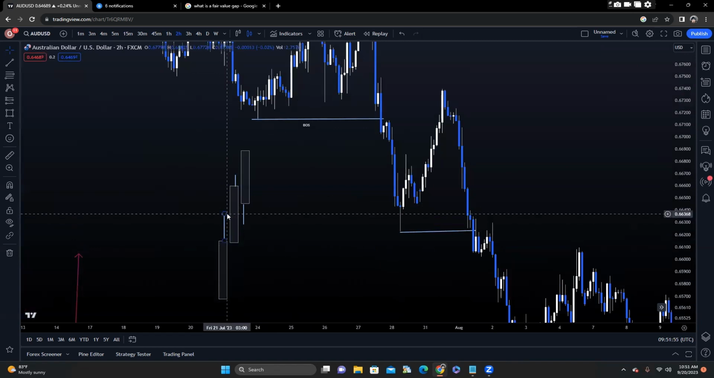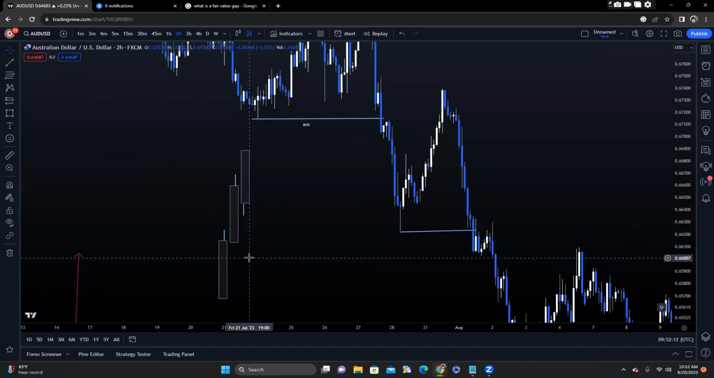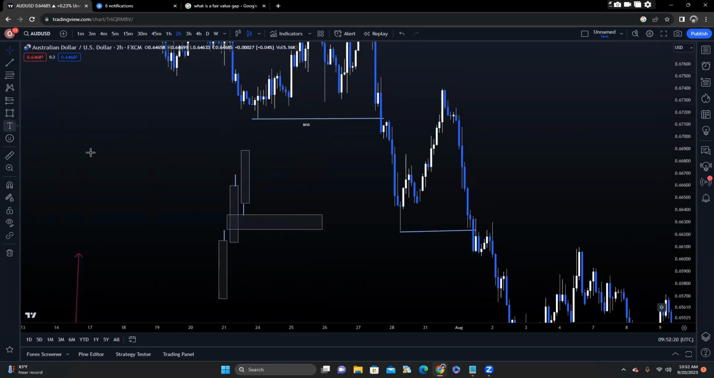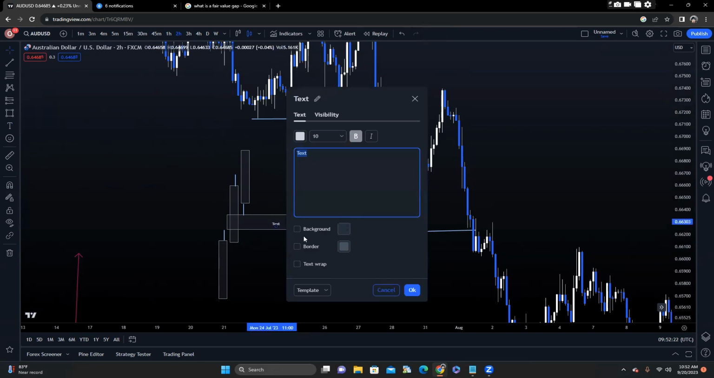Yes. So a fair value gap will be determined where the high of the first candle does not touch the low of the third candle. So that's why we have something like this and this. So this area becomes our fair value gap. Here we have our fair value gap.